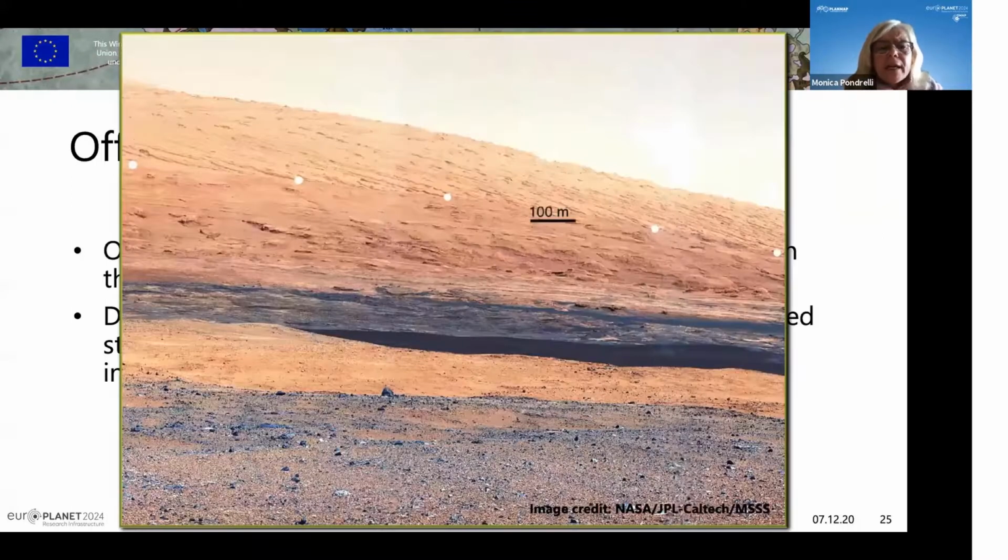We have here an example from Curiosity, again, a picture taken from Curiosity within Gale Crater. This is Mount Sharp, and we observe these clinoforms prograding. You see these layers below are somewhat subhorizontal, and these layers are moving increasingly onward. Puff, puff.